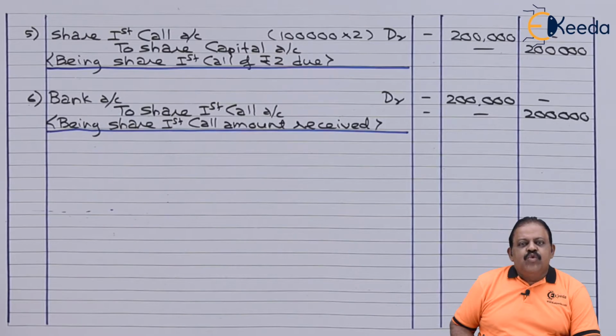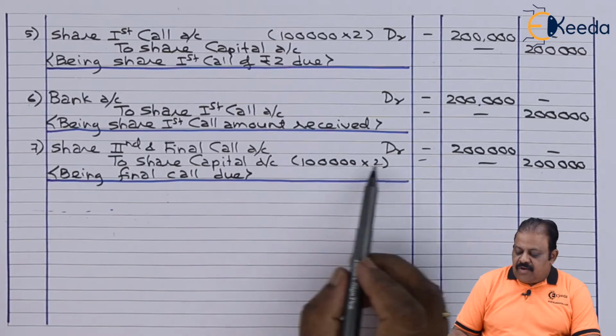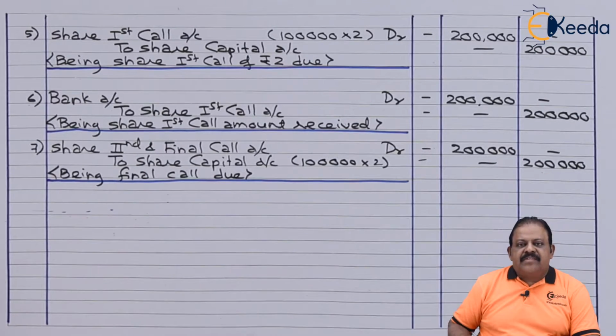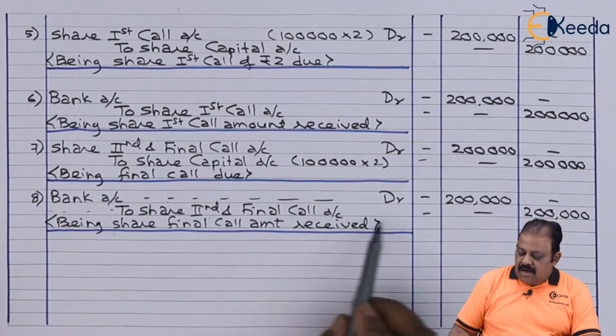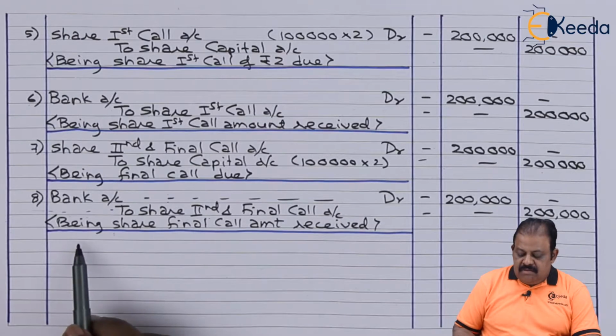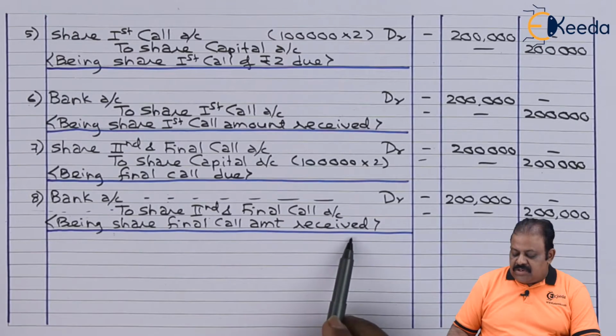Final call is of rupees 2 per share. So the company sends final call letters to the shareholders demanding the final call amount. So we are required to record now the entry for final call due. Share second and final call account debit 2 lakhs to share capital account 2 lakhs. Next entry will be for receiving final call amount from shareholders. Bank account debit 2 lakhs to share second and final call account 2 lakhs. Being share final call amount received.